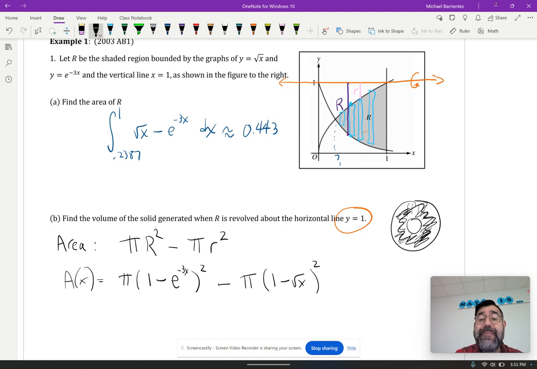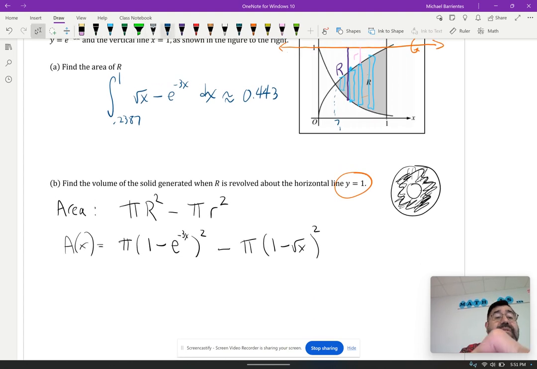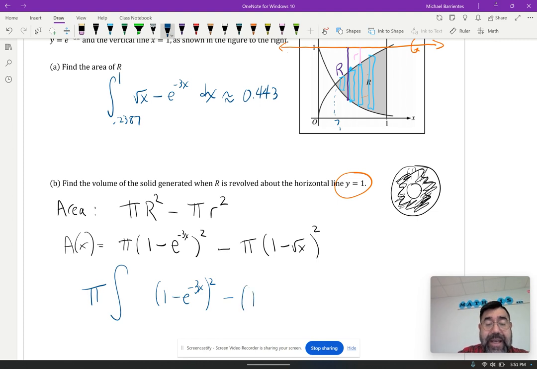By looking at this, I can figure out what big R and little r are represented by. Now all I have to do is take the integral of pi times 1 minus e to the negative 3x quantity squared minus pi. You know what? I don't even need to write both pi's. If they both have a pi, I can factor it out to the outside, and I have this setup. And I'm going to do that from 0.2387, all the way to 1. This is going to find the volume.